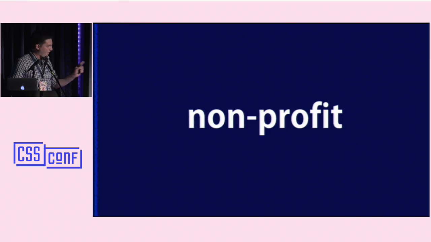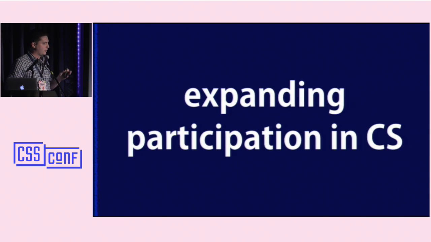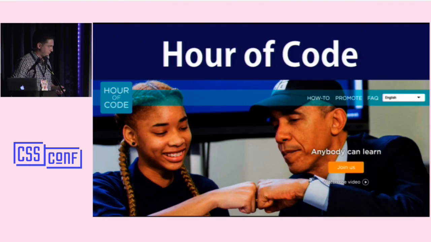Code.org, we're a nonprofit. It's based in Seattle. The goal of code.org is to expand participation in computer science. So we actually think that the best way to expand the participation in computer science is to bring computer science classes into schools and be taught next to algebra, geometry in K-12. So there's a few ways we do that.